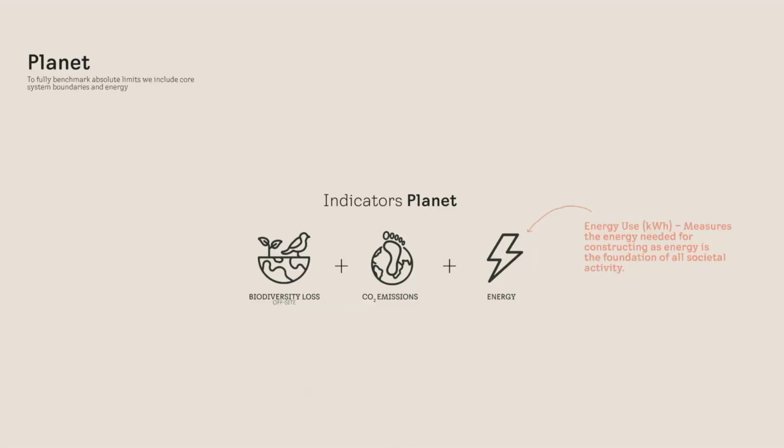Perfect. So going back to the people and planet model, we put together some indicators that we believe are crucial for the planet, which are, of course, the two already mentioned, the biodiversity loss off-site and the carbon emissions, but also the energy use, because we still use a lot of energy and it's still needed in the buildings, and it's also very much regulated by legislation.